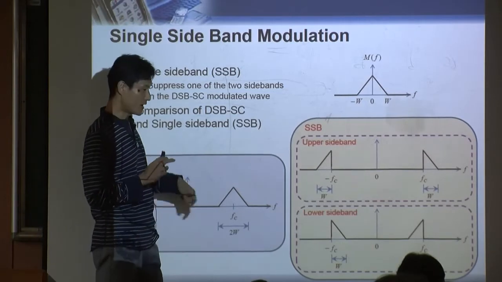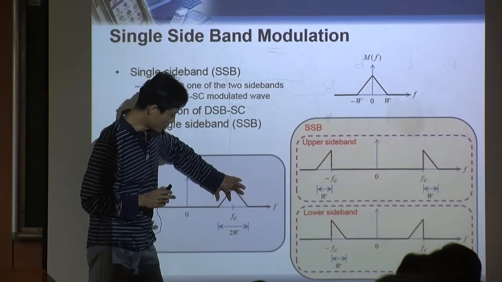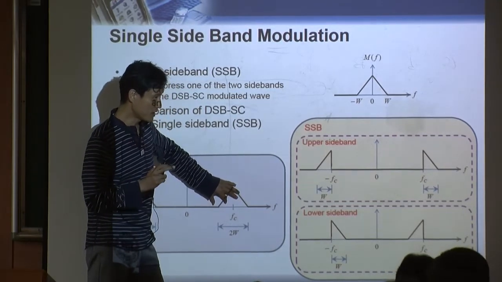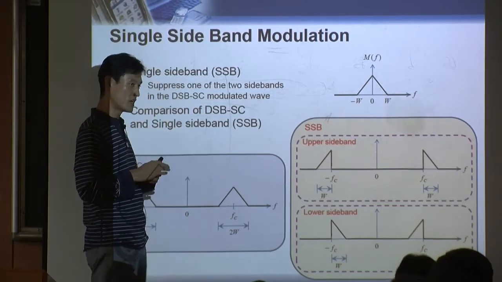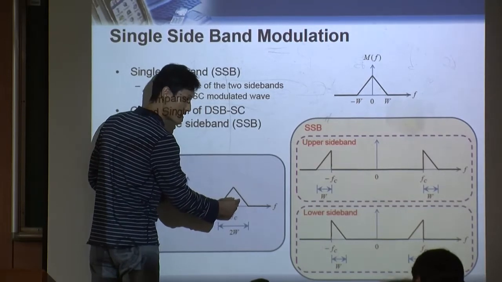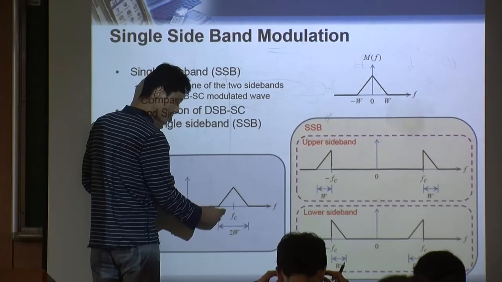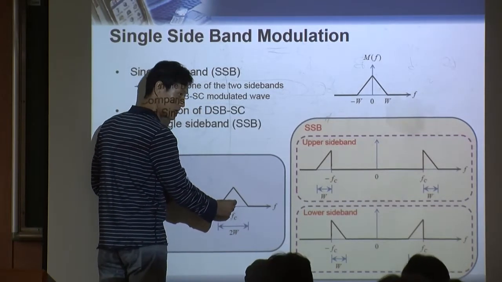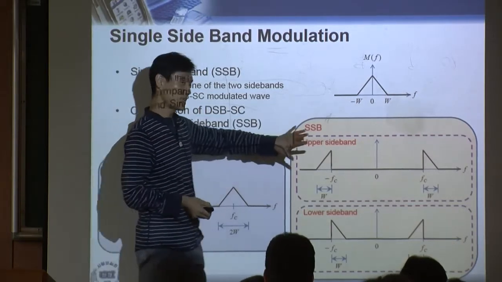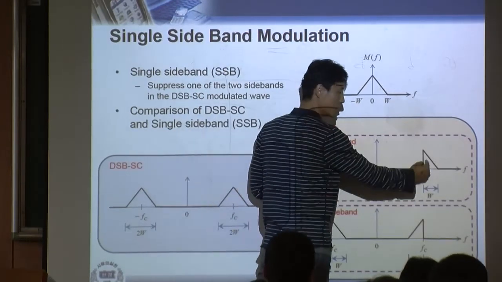However, now you see that these two, left and right here, or lower side and upper side, look symmetric. That basically means you have the same information here and here. It's like a double sideband, right? Same information is on the left and also on the right. It's like a duplicate. That's why in single sideband, we want to take only one side.